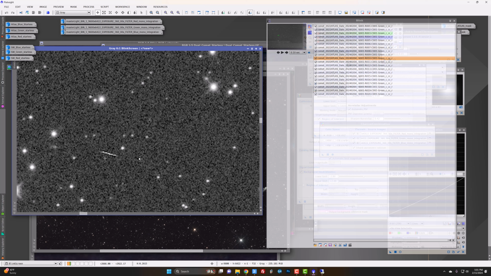So what is this? It's a cosmic ray. Cosmic rays are high-energy particles, generally coming from space, although you can have particles coming up from the ground as well. And they interact with electrons in your sensor.